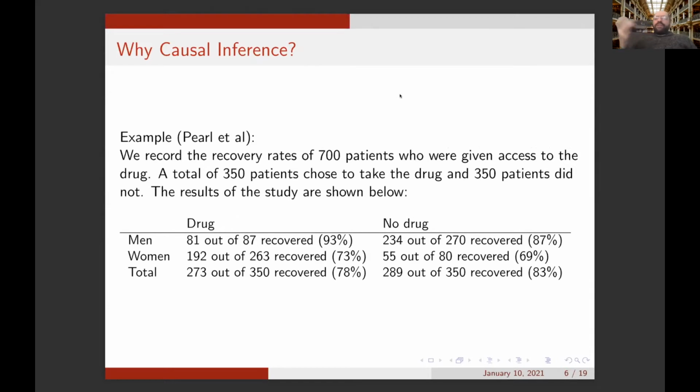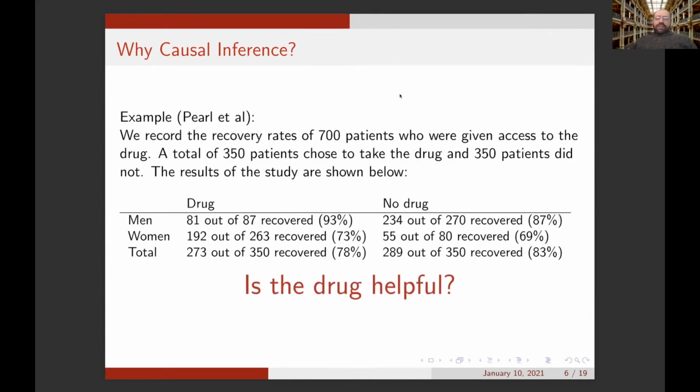So we recorded recovery rates of 700 patients who were given access to some drug. A total of 350 patients chose to take the drug, and 350 patients did not. And here are the results of the study in this nice table, stratified by gender. We'll assume there are only men and women biologically here. You could check that all the fractions add up. And so the question, given this table, is: was the drug helpful?